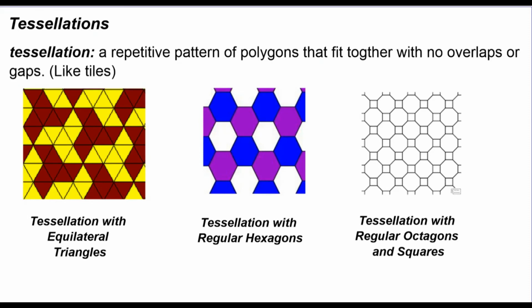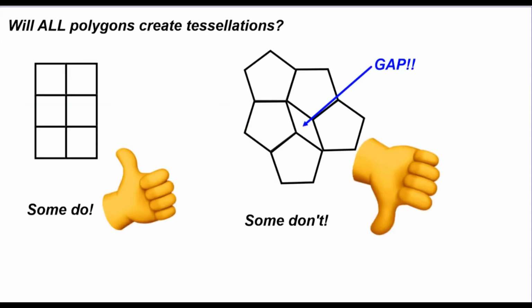And we see tessellations here with equilateral triangles in the first example. We see tessellations with regular hexagons, how they fit together nicely. And then here we used a combination of shapes, octagons and squares, to create kind of that tiling pattern. So that's what a tessellation is. So will all polygons create tessellations? Can I create a tile floor with any type of polygon? Well, some of them do. As you can see here, squares easily work. That's why most tiles are squares, because they fit together very nicely and very well.